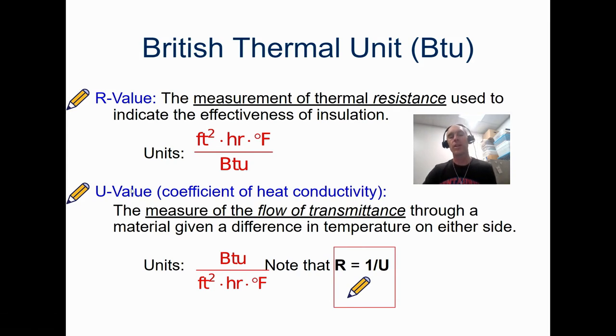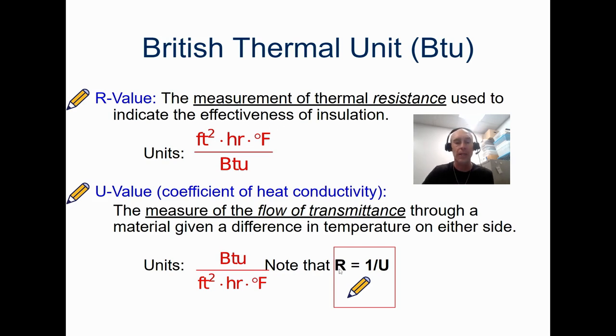The other thing you need to know is U value. U value is the coefficient of heat conductivity. We use this in our equation. This is the measure of the flow of transmittance through a material. So we have a couple definitions here. We're going to explain how you use these.